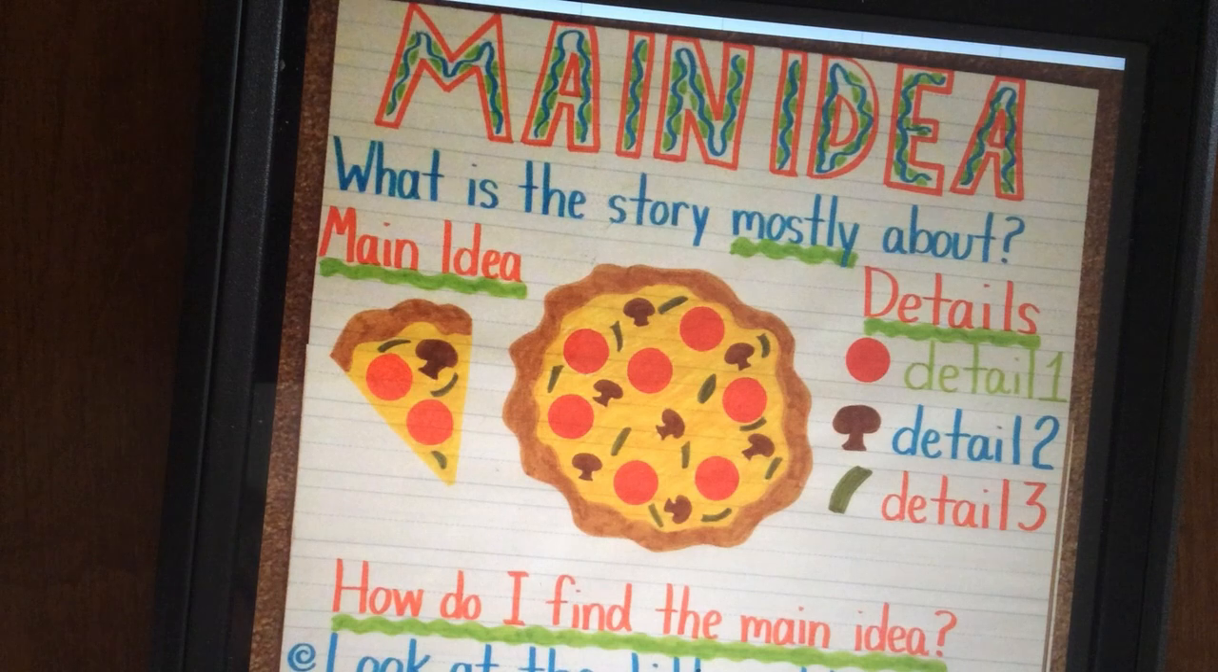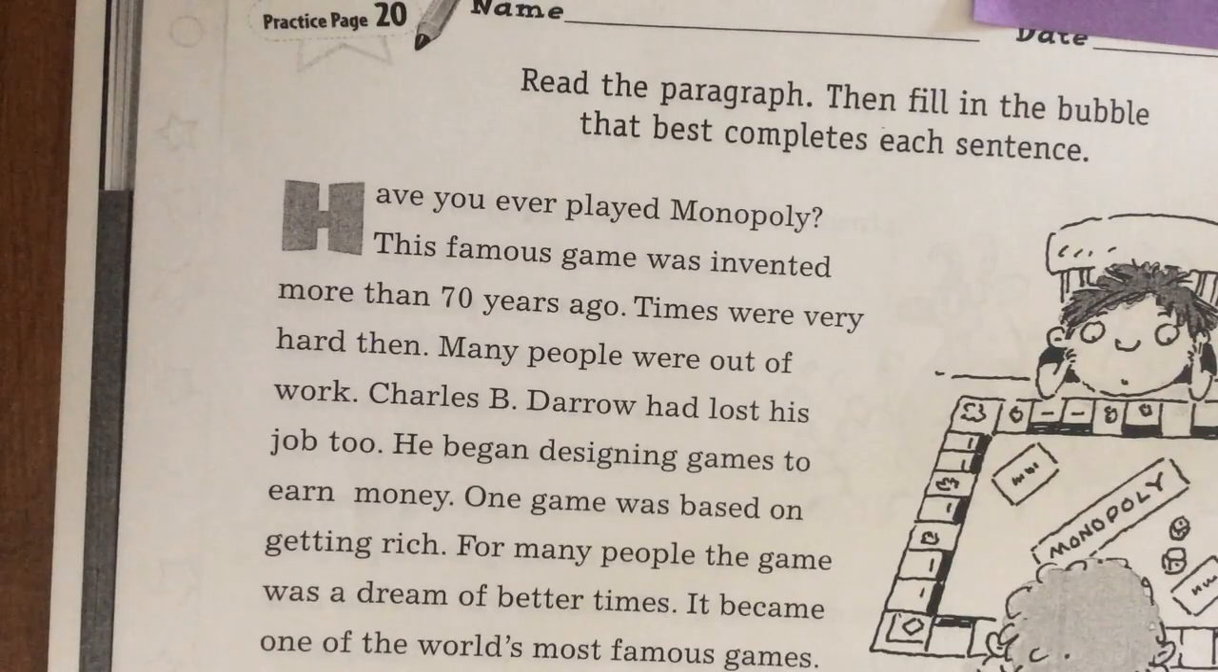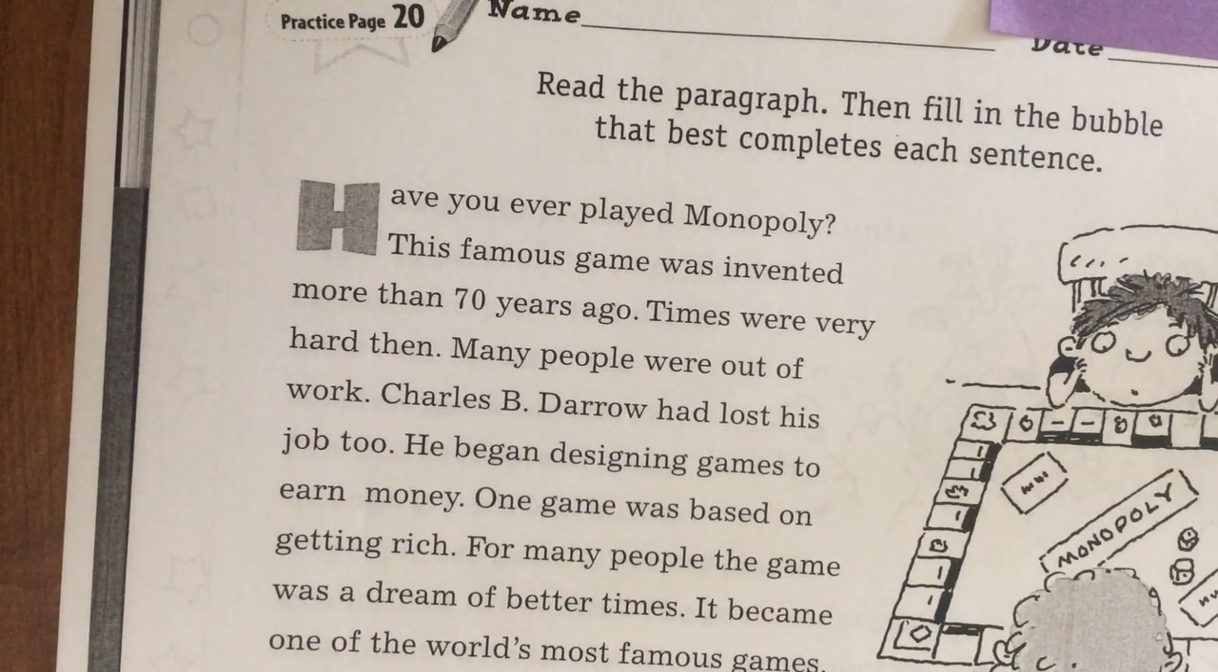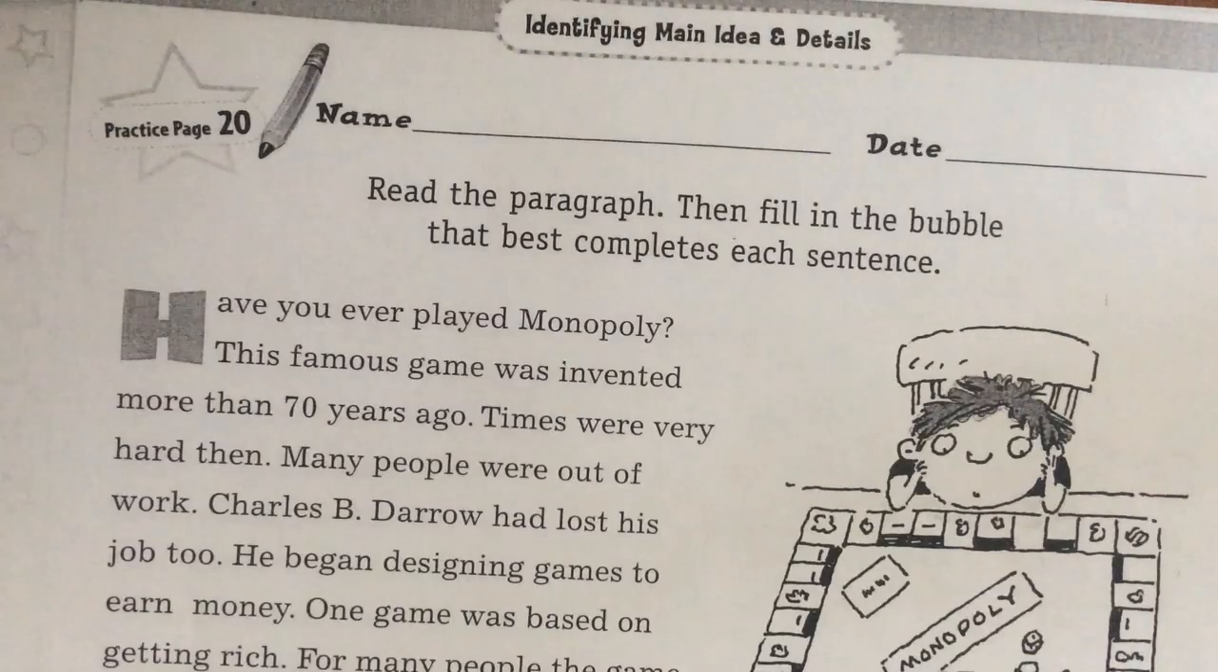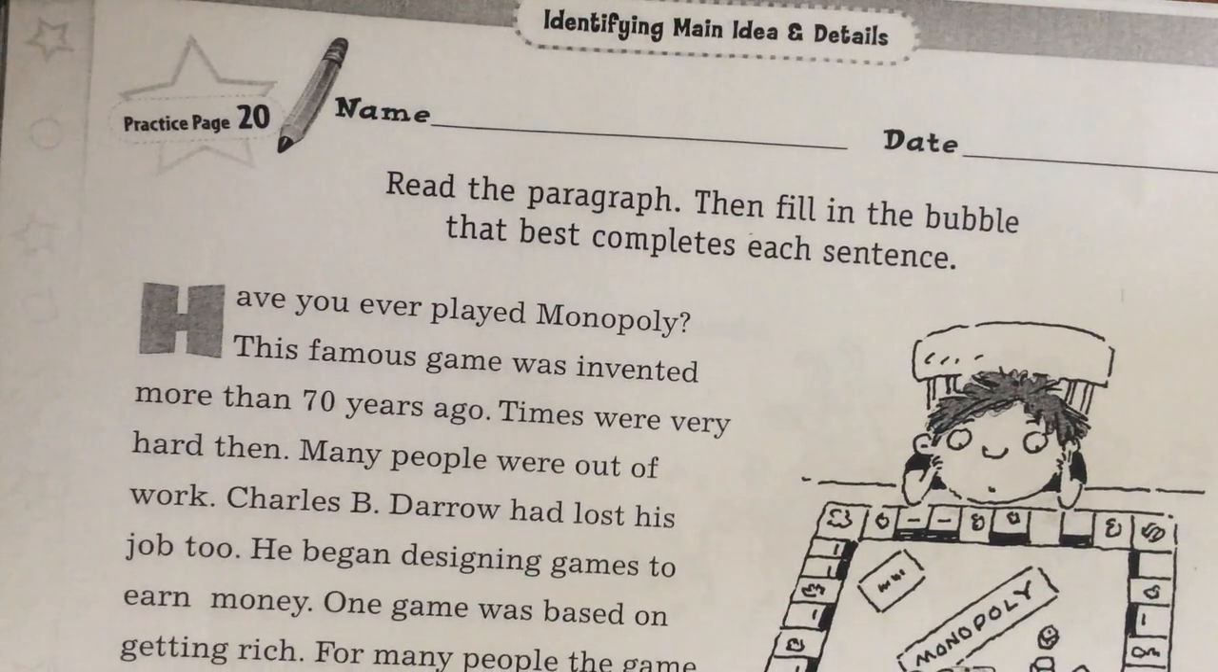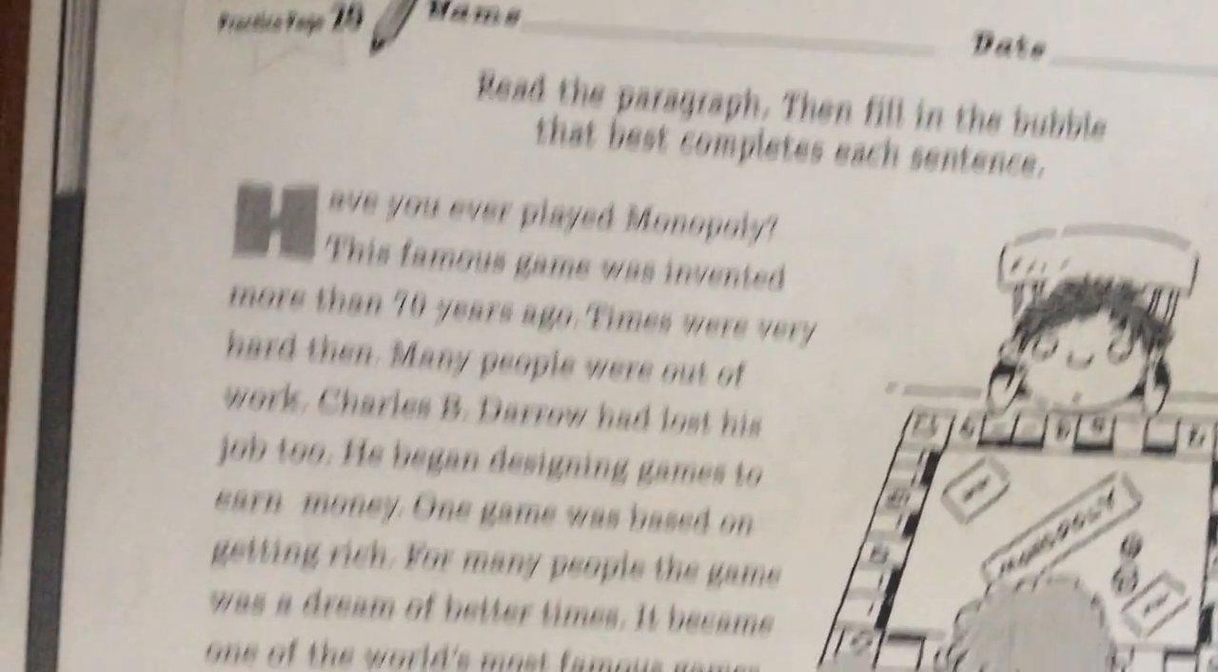So that's another way to think of main idea, like a pizza. I like that idea. All right, so today we are going to do like yesterday, where we have some paragraphs, and I'm going to show you how to do this, and then in your reading packet, you're going to do this on your own. So here we go. It says, read the paragraph and then fill in the bubble that best completes each sentence.